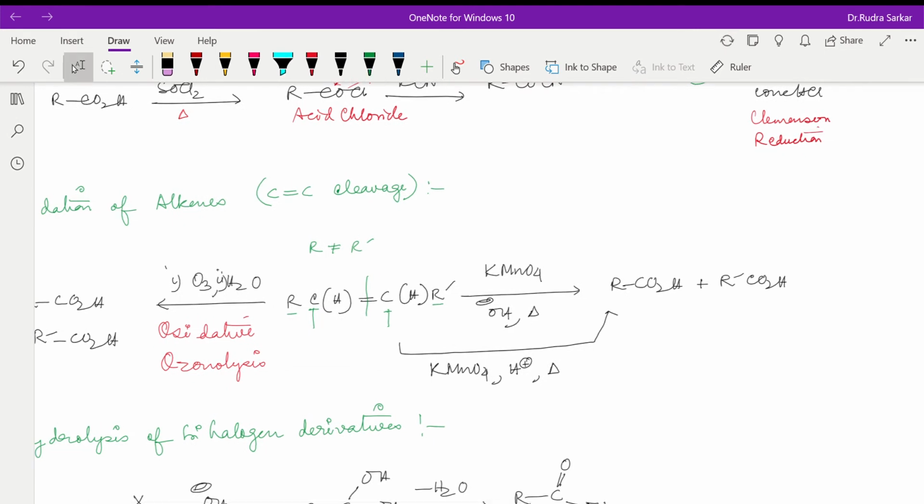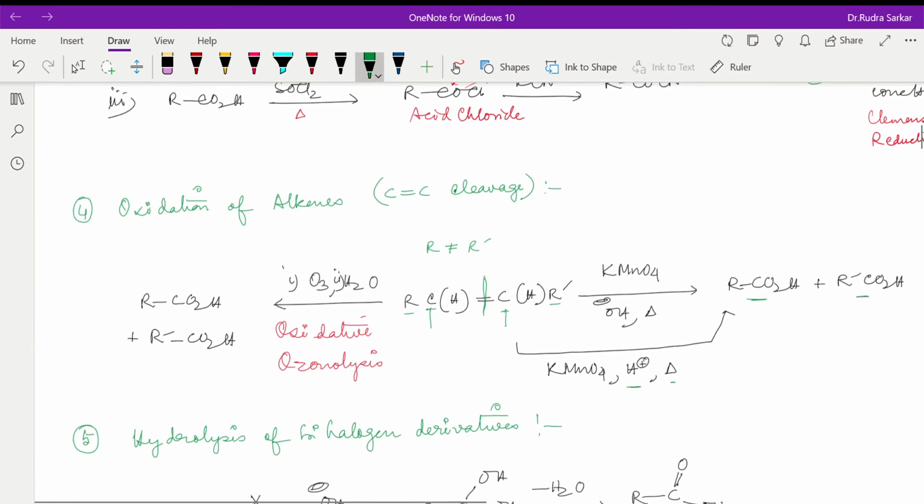Similarly, a similar product will be obtained when we are using KMnO4 in presence of alkali. Heat is required, or KMnO4 in presence of acid. When heat is there, these two different acids will be formed by the cleavage of, again, this bond.